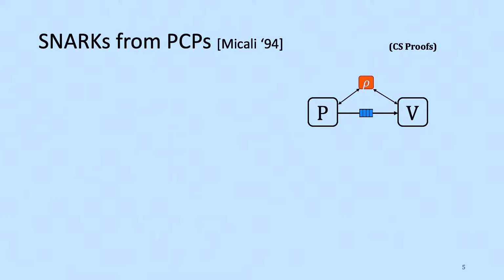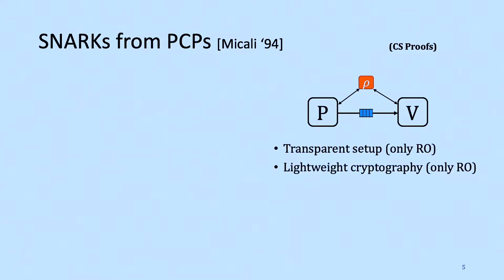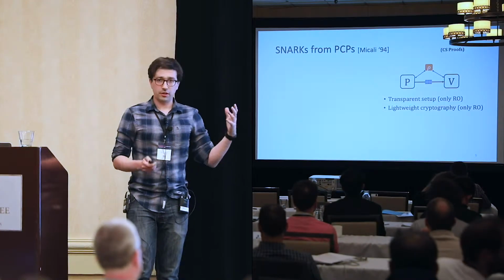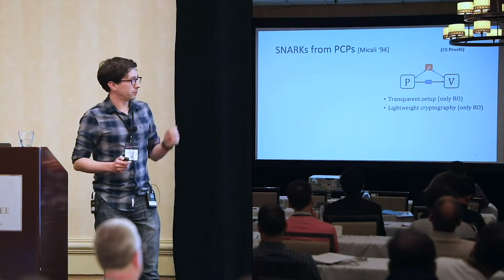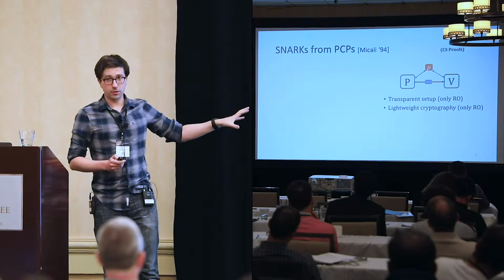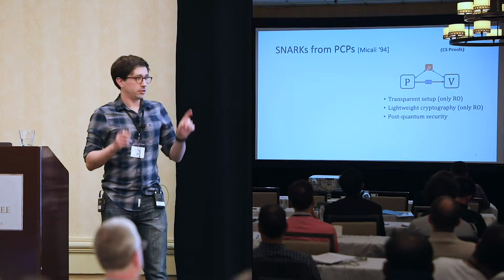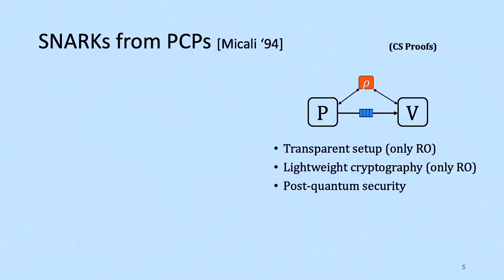And these proofs that you get have some very nice properties. They have public setup because you only have the random oracle. They require only lightweight cryptography, right? Again, this is unconditionally secure in the random oracle model, and post-quantum security with a little asterisk. So that's all great, right? These are all very nice properties, so long as you like random oracles.